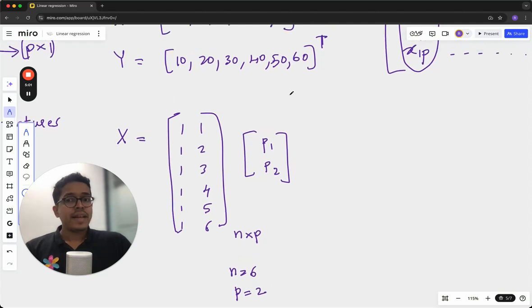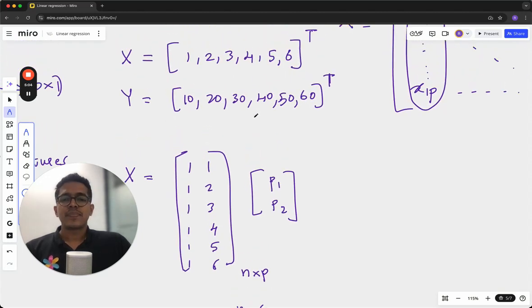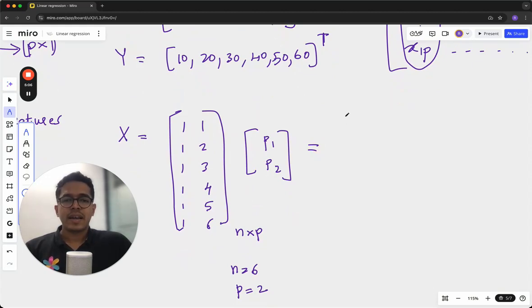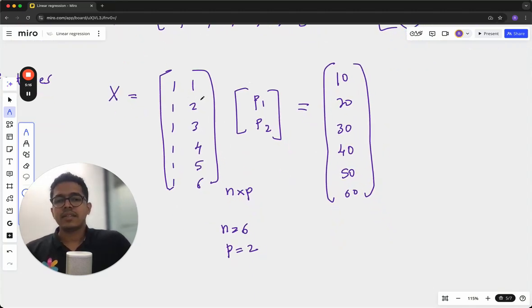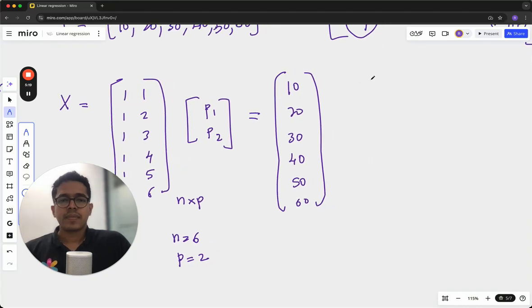Now, can we expand this to see how it maps with y? And y is 10, 20, 30, 40, 50, 60. Now what we have here is p1 plus 1 times p2 equal to 10. It's mapping to 10. Then p1 plus 2 times p2 equal to 20.